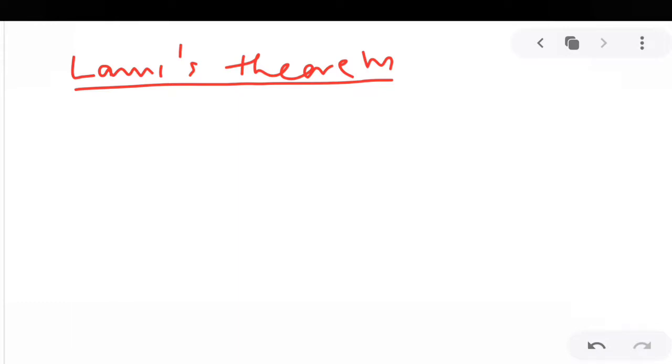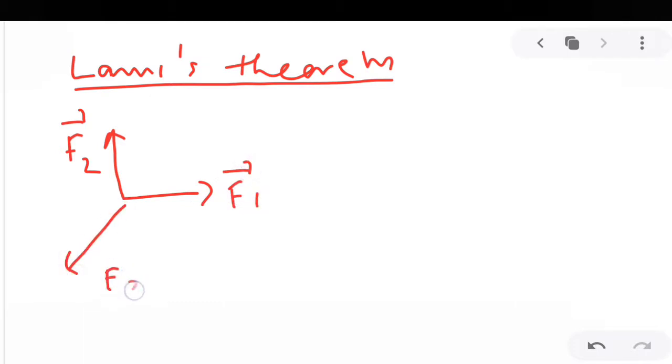Suppose you have these forces: this is F2, this is F1 and this is F3. Suppose this angle is alpha. Alpha is the angle between F2 and F3. This angle is beta, so beta is the angle between F3 and F1. And this angle is gamma. Gamma is the angle between F1 and F2.